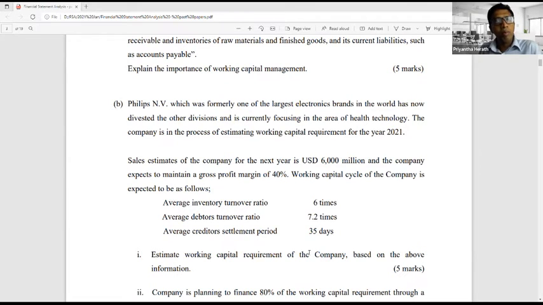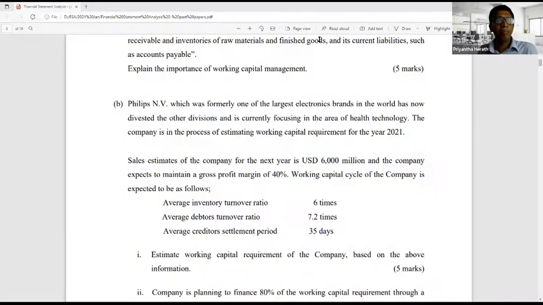How do you estimate your working capital requirement? You need to estimate your current assets. You need to estimate your current liabilities. The difference between current assets and current liabilities is the working capital requirement. Right? So let's use the Excel sheet. Let's do this together to save time. And this is December question number 2.